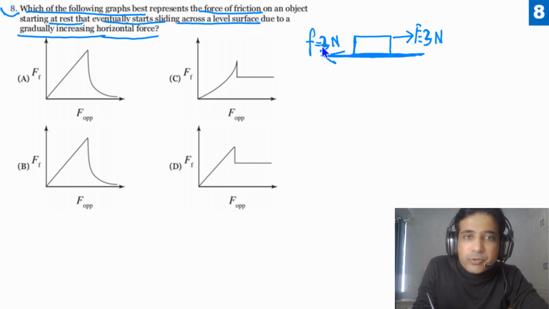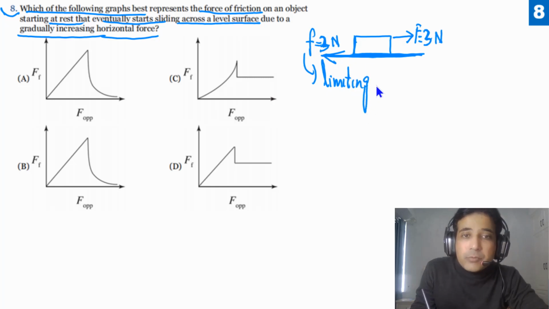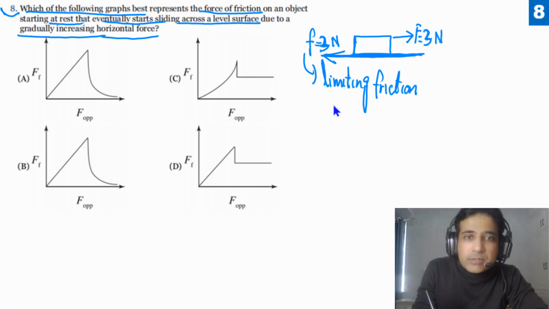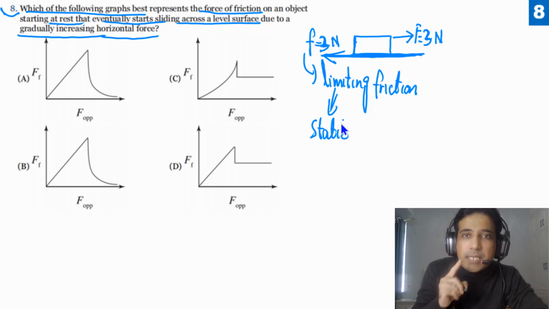Finally, at one stage, the value of the friction will be the limiting friction, meaning the maximum friction. After that, the block will start sliding, start moving. So we reach limiting friction, and after that the block will start moving, and this static friction becomes kinetic friction. Kinetic friction is less than static friction, and kinetic friction remains constant. It does not change with applied force. So static friction changes to kinetic friction.